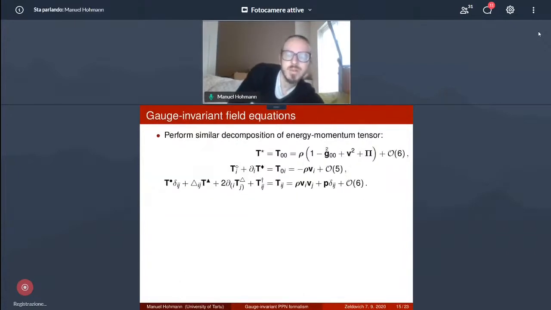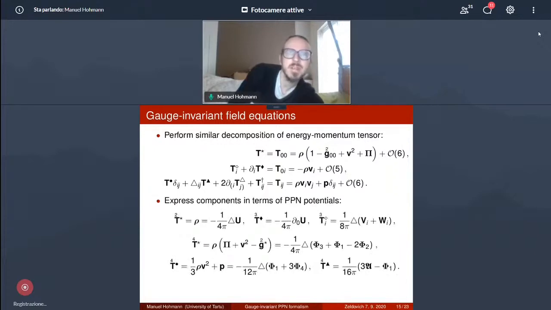Now we need to expand also the field equations of our gravity theory. In order to do so, we need to know what the source in these field equations is. It is the energy momentum tensor, which we also need to split now into gauge invariant components. And we can do this with these formulas here. And we can express these components in terms of the PPN potentials. So they are given as derivatives of the PPN potentials.